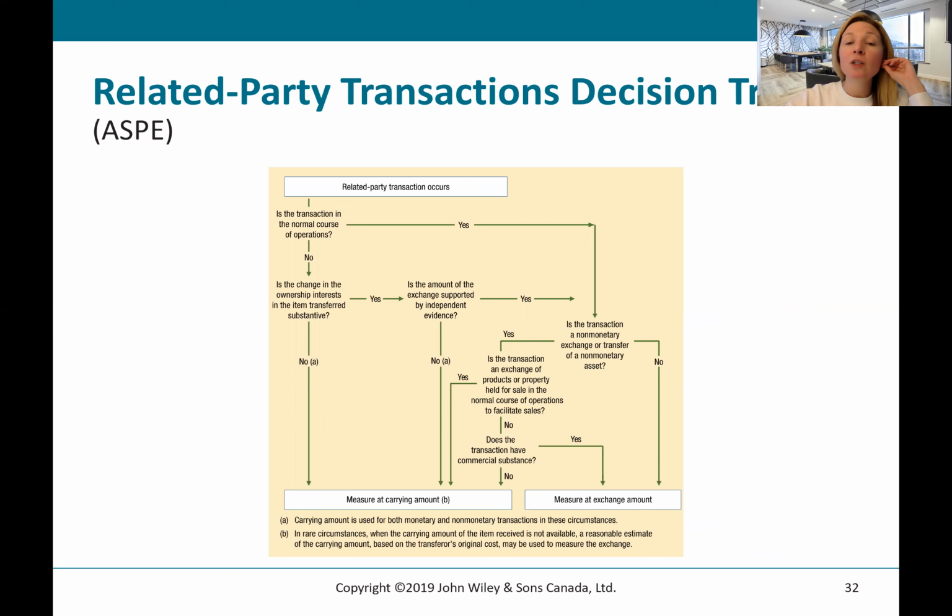If the transaction was in the normal course of operations, and you said yes, you could also come down to this decision tree that says, is the transaction a non-monetary exchange or transfer? So what if I just walked into a dealership and I said, hey, I'm your accountant, I'll do your books for free for 5 years if you let me get $10,000 off of a car? That's a non-monetary transaction. So that's another type of possible related party transaction if the assets are not being exchanged at fair market value.